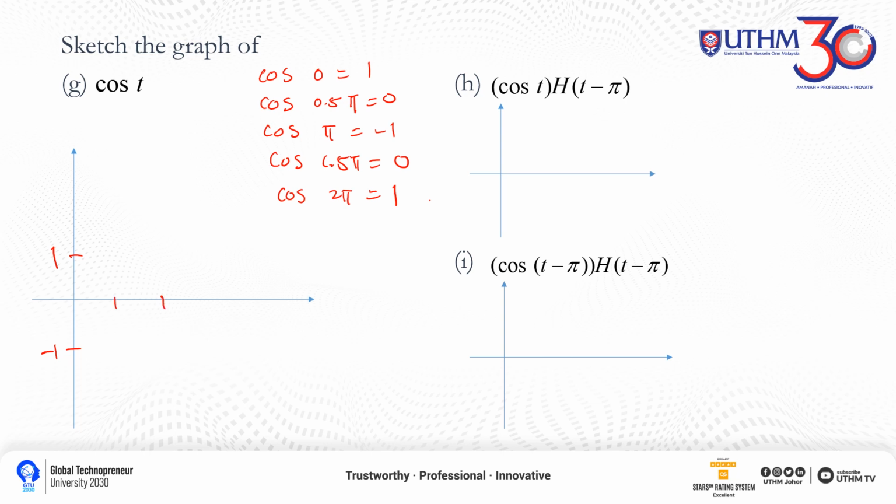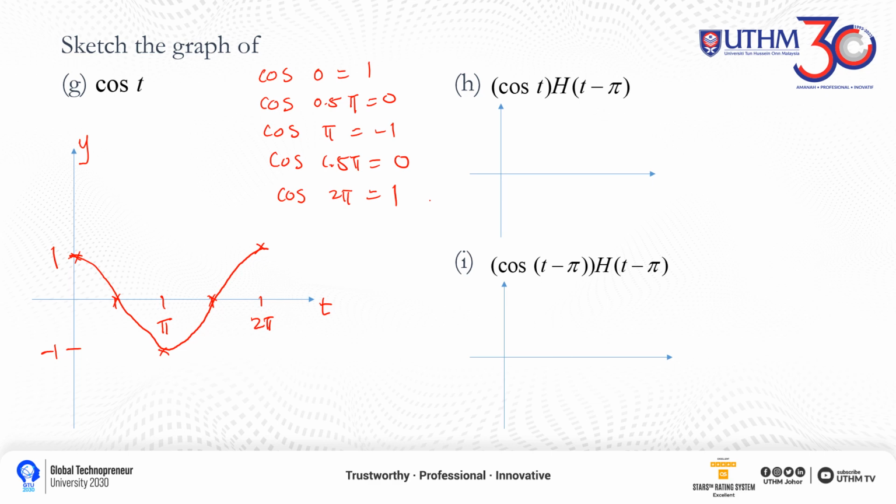Okay, so by following the values, we have t from 0 to 2 pi. So when t equal to 0 it is 1, and t equal to 0.5 pi, it is 0, and cos pi is negative 1, and 1.5 pi is 0, and 2 pi is 1. So you can plot the cos graph. Okay, this will complete one cycle.